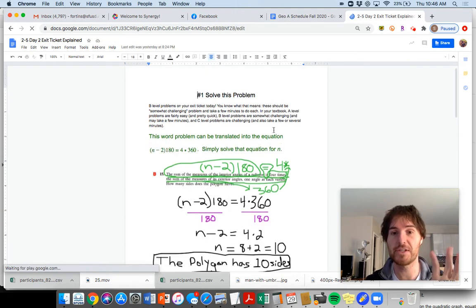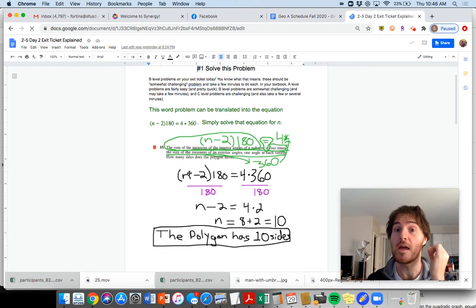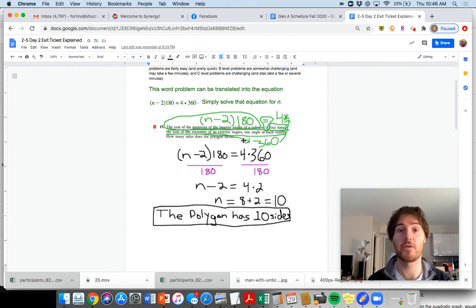So let me slow it down for a second. Look, this is number 15 right here. So you've already done number 15 on the exit ticket. Hopefully you got it right. The answer is going to be 10 sides. But I want to make sure you know how to read a word problem like this and come up with an equation. So that's what I'll go over for number 15.